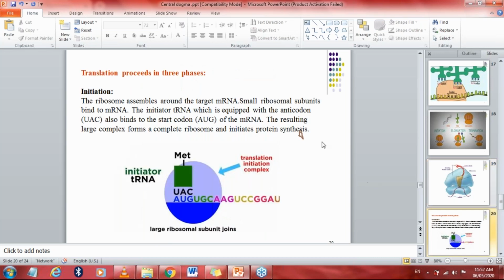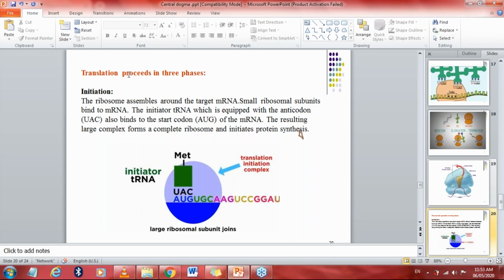Now this translation also proceeds through a three-step process. The first is initiation, then the elongation procedure, and the next one is the termination procedure. Initiation means whenever any reaction is started. Elongation means whenever the reaction proceeds, and termination means whenever the reaction is stopped.